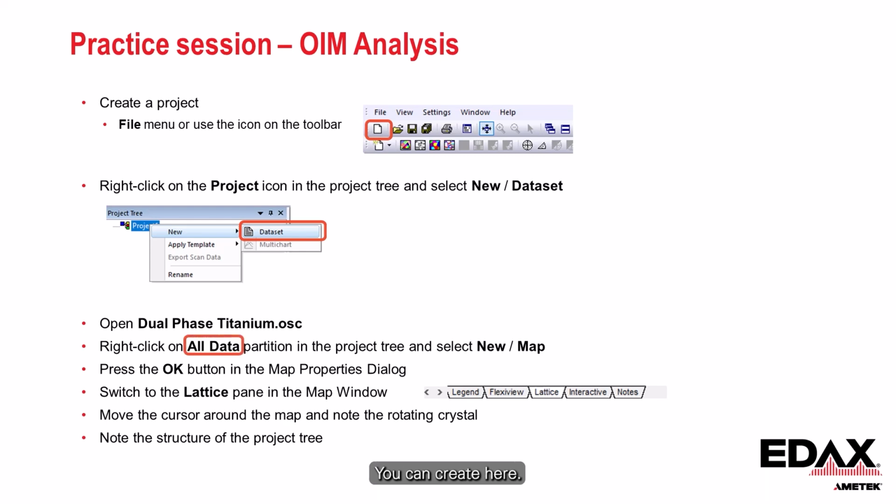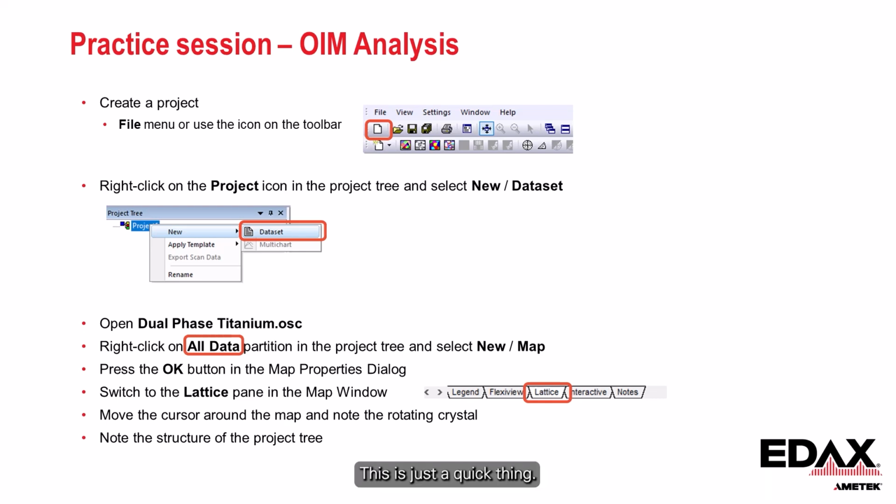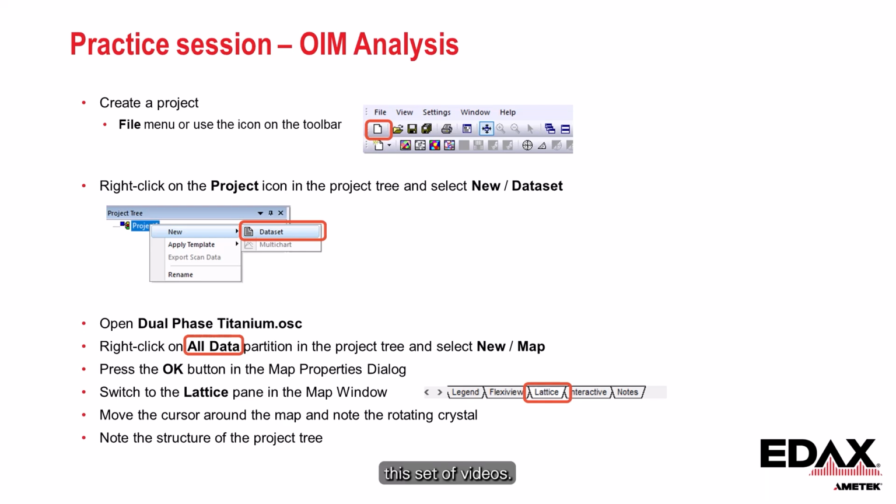You can create a map here. You can switch to the lattice mode after you've created a map. And then you can notice how the crystal rotates around. This is just a quick thing you can try just to get a general feel. There is a subsequent video for opening projects available in this set of videos.